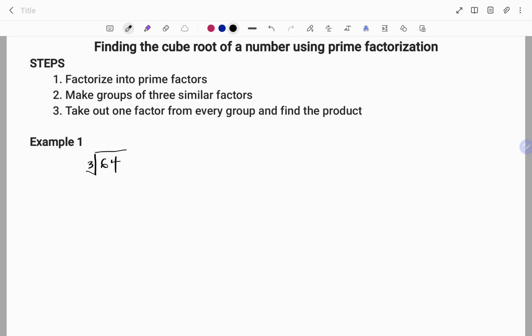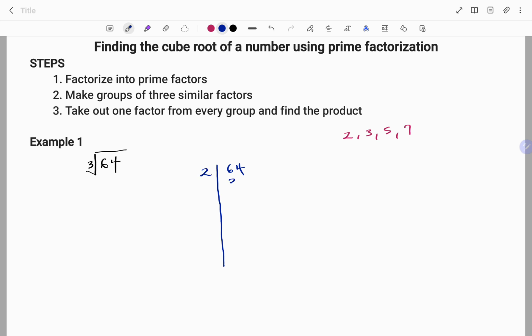If we had to find the cube root of 64, the first step is to factorize into prime factors. Then we make groups of 3 similar factors, and then we take out one factor from each group and find the product. Finding the prime factorization of 64, we use prime numbers, for example 2, 3, 5, 7, and so on. But because 64 is an even number, we are going to start dividing by 2.